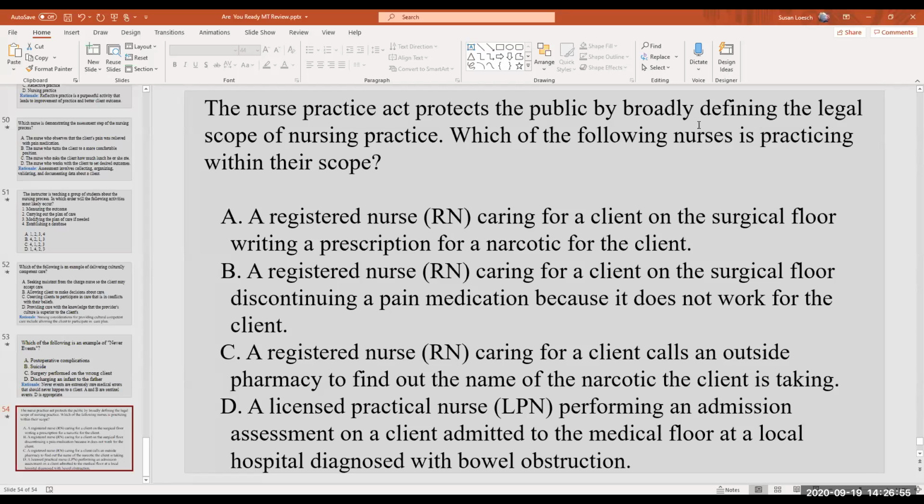But do we ever admit stable patients to the hospital? No, we don't. We don't admit stable patients to the hospital.